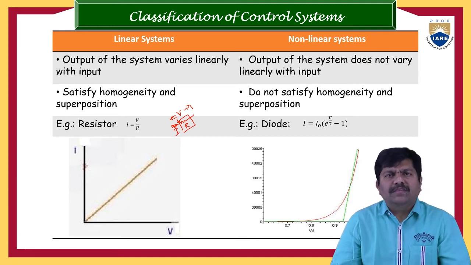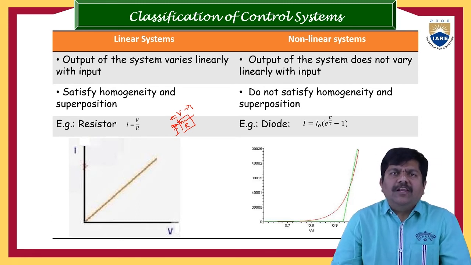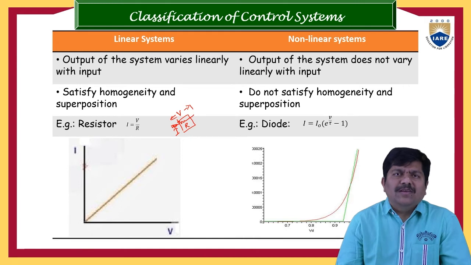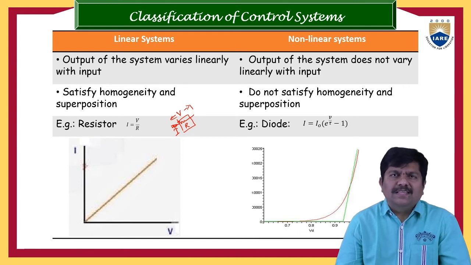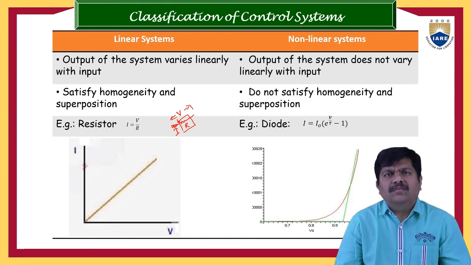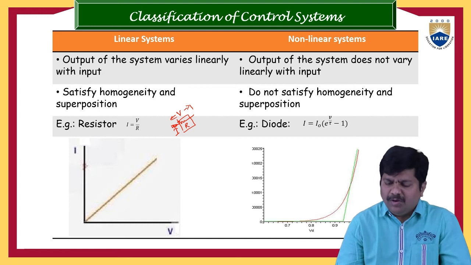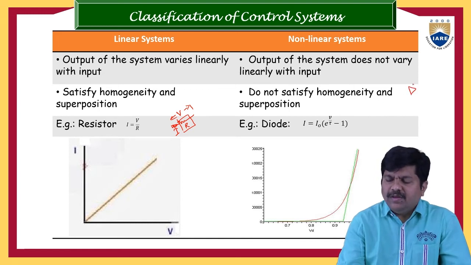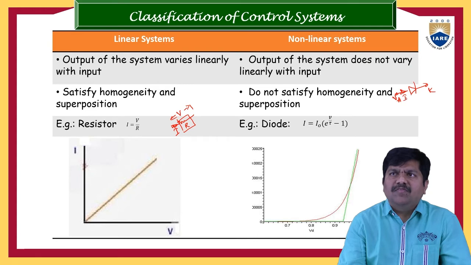The best example for this is a resistor. Similarly, if you are taking a non-linear system, the best example is a diode. Now, if you look at the characteristics of the diode, let me take the voltage as the input. If you apply a voltage between the anode and cathode, up to some extent a current will pass.